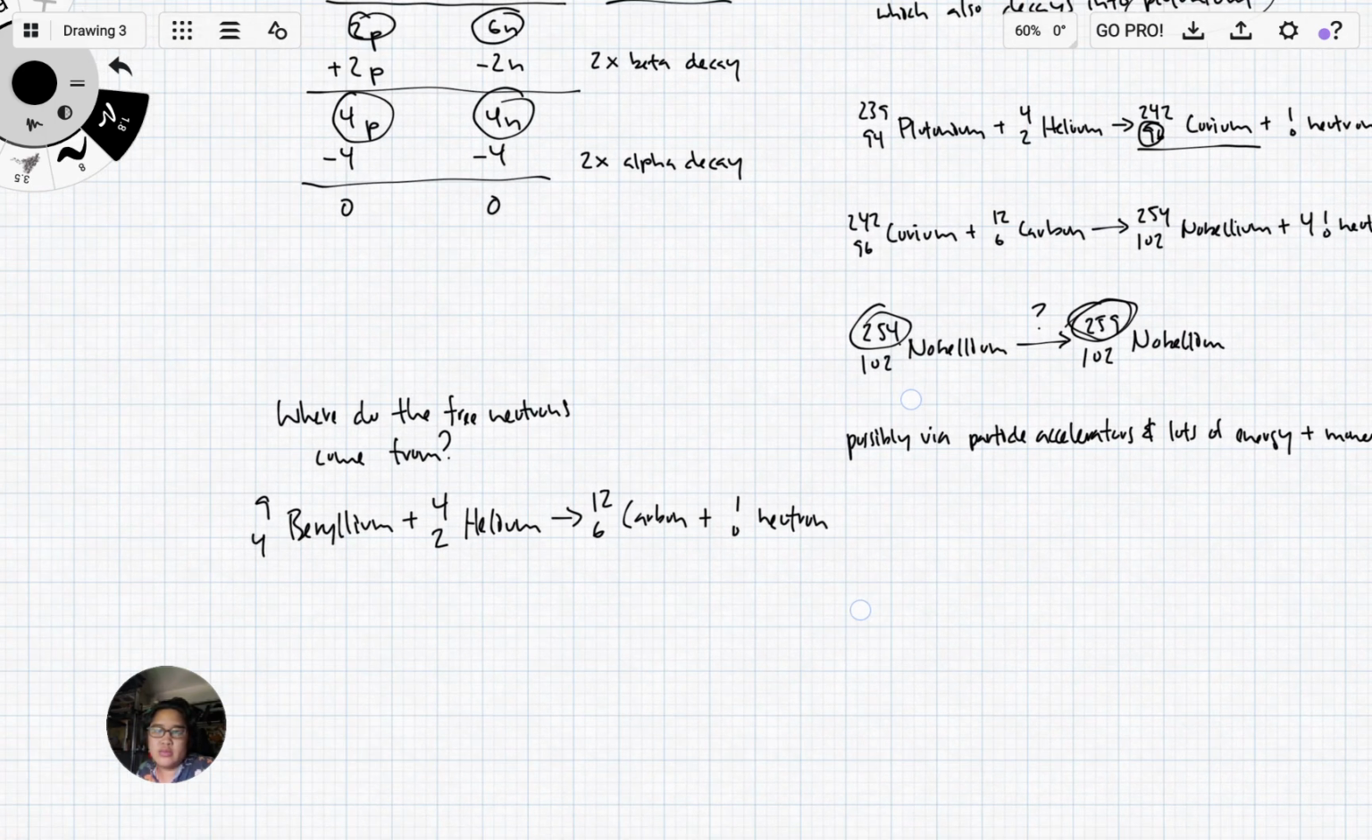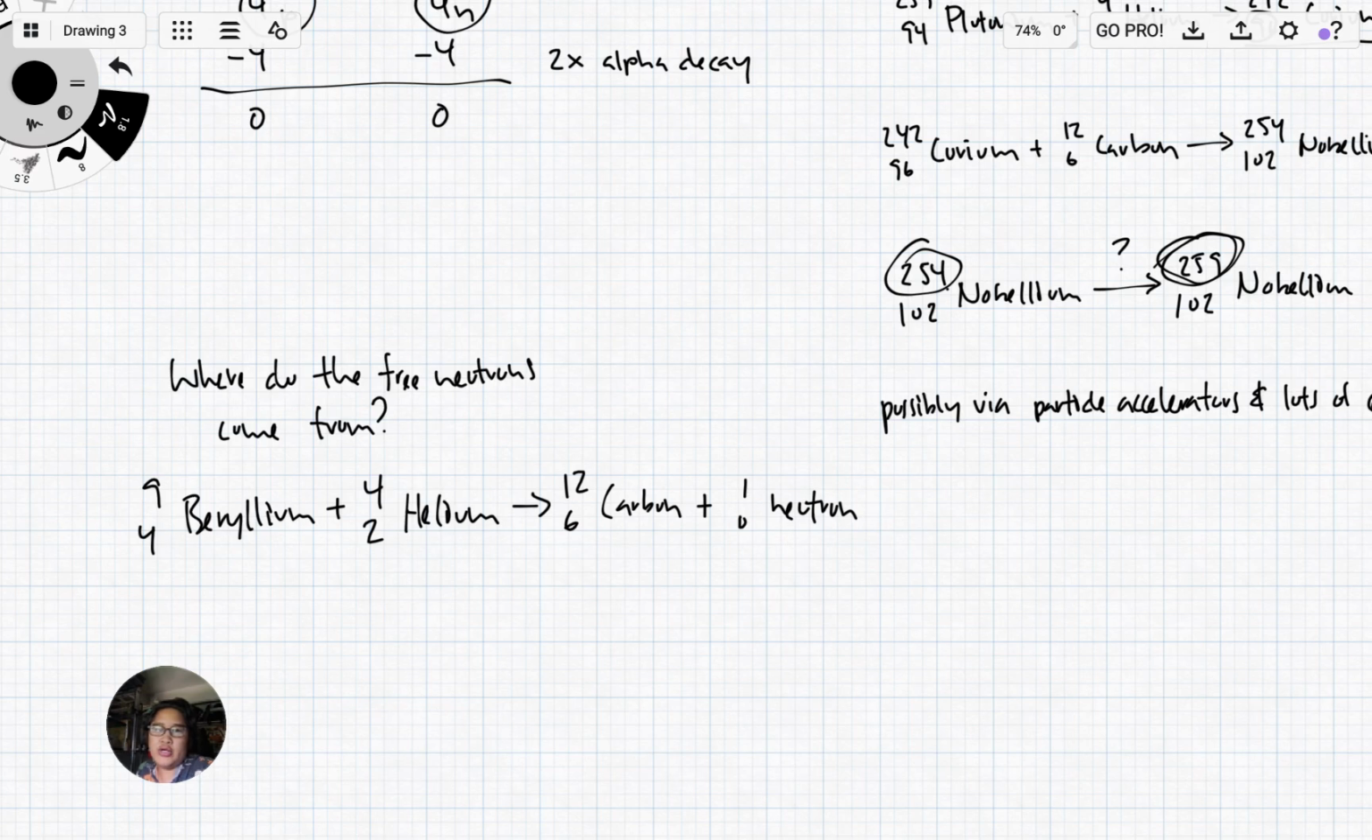Now, you're probably wondering, how do you just add neutrons? Like, how do you split an atom, a nucleus, to get the neutrons, right? Like, where do you get free neutrons in order to start this decay process, this nuclear fission, the splitting of an atom into multiple pieces, right? And this can be done with beryllium and helium, which turns into carbon and results in a free neutron.